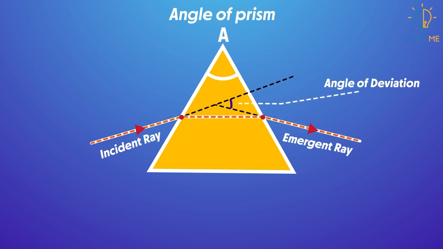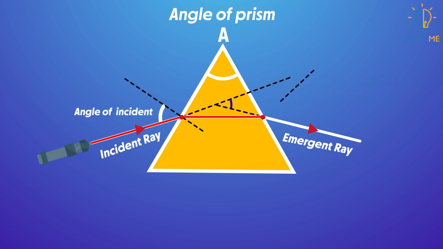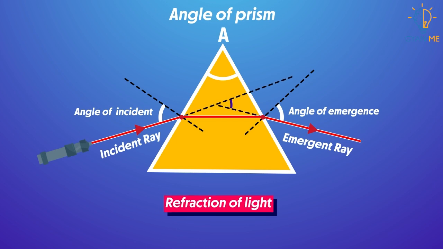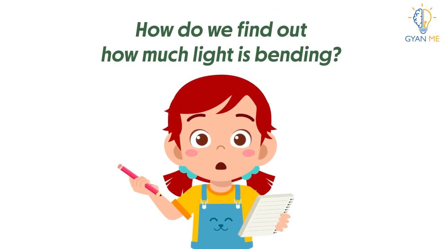We saw that when a laser beam is made to fall on the surface at an angle, it bends inside the prism, and when it comes out, it once again bends at the second interface, thus called as refraction of light through prism. But we asked you, how do we find out how much light is bending?